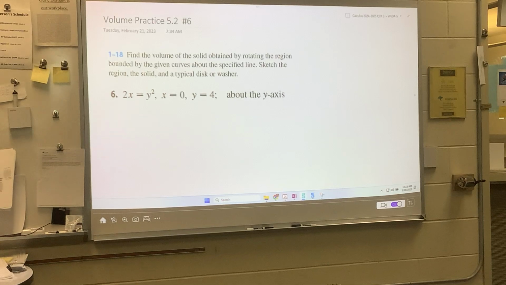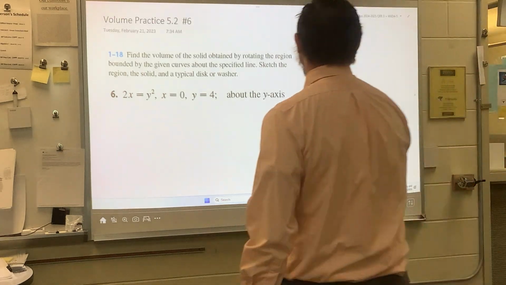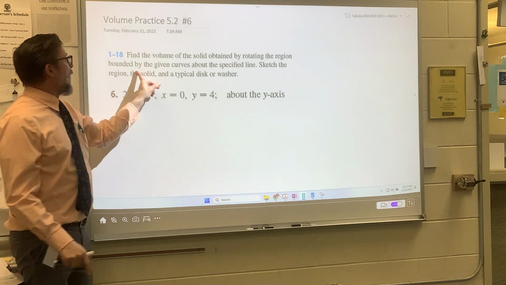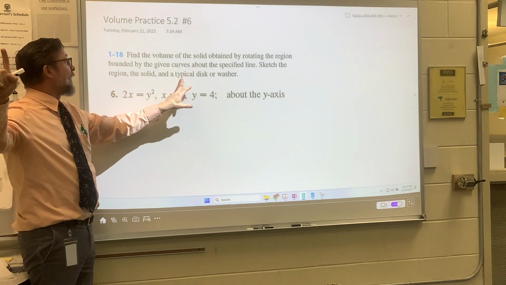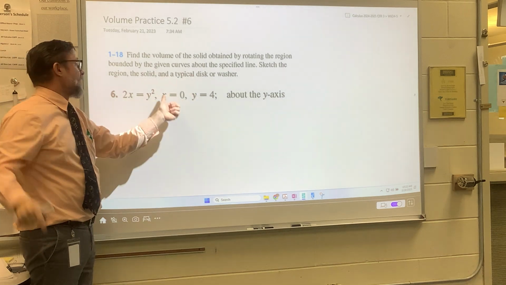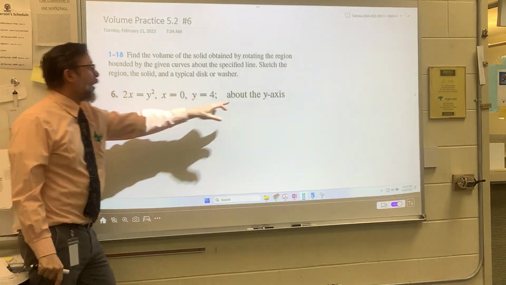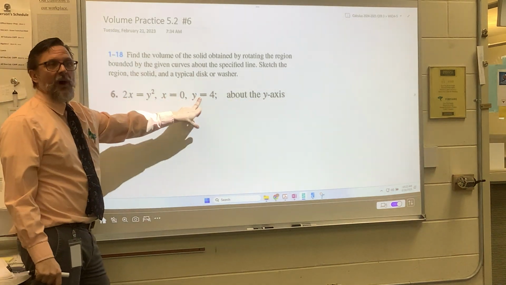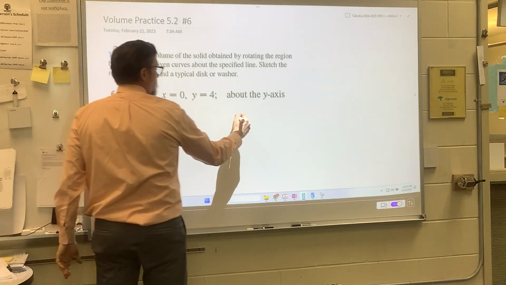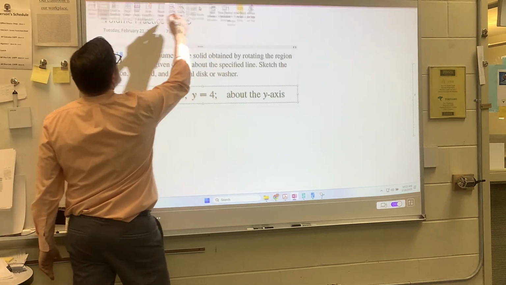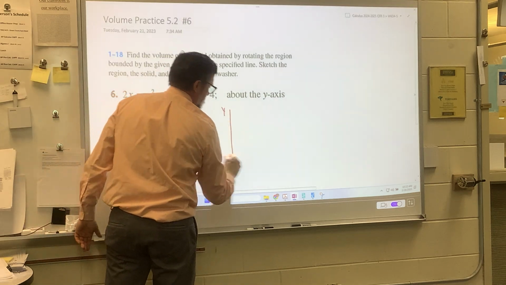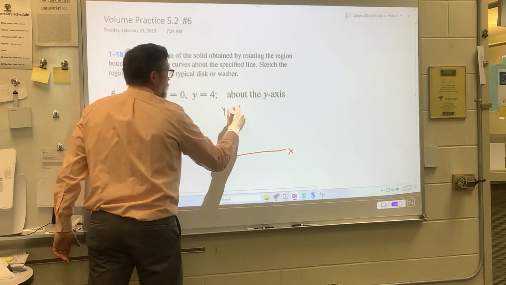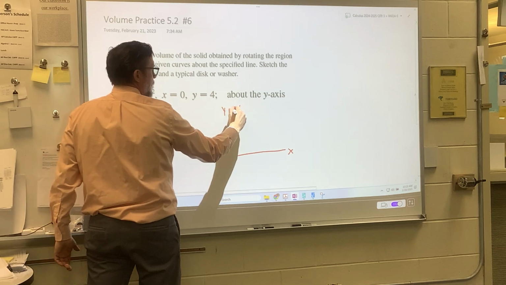All right, so everybody, find the volume of the solid by rotating the region about the bound curves. Okay, typical: sketch the solid, the typical disc, and the washer. So guys, first of all, it's about the y-axis, x equals 0, y equals 4. And it's going to be about the y, so I'll put my arrow here right away. It's about the y.